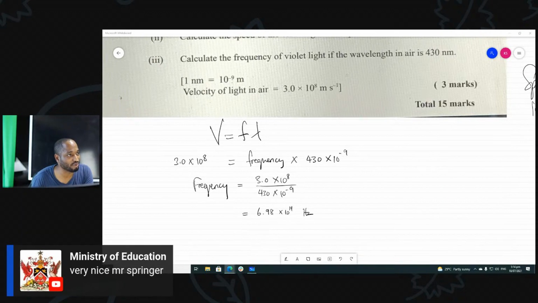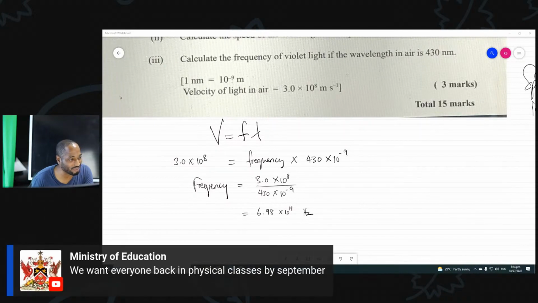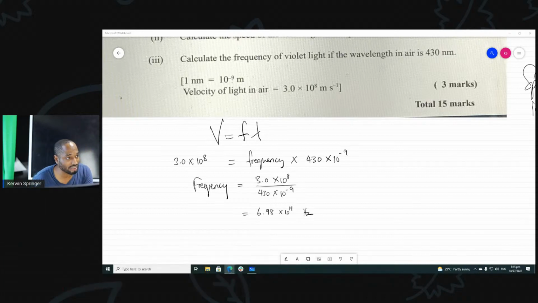Very nice, Mr. Springer, says the Ministry of Education. Put some capitals on the Mr. and the Springer, please. Thank you. We want everyone back in physical classes by September. Ministry of Education, you put capital letters on, what do you call them? Nouns. And September. What kind of nouns? I don't teach English. Let's call them nouns. I need to put the capital letter on September. All right.